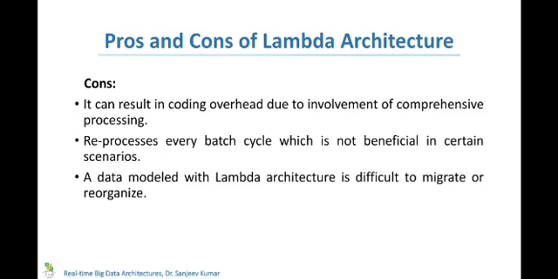And the next one is that the lambda architecture is difficult to migrate or reorganize. Difficult to migrate means we have not updated everything and we are not contributing to other files, we have just downloaded and executed. We cannot migrate from one device to another device or any other resources.